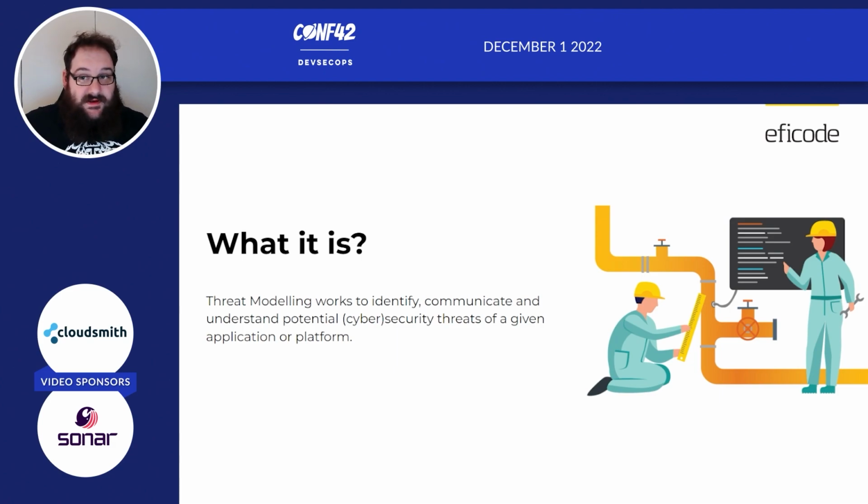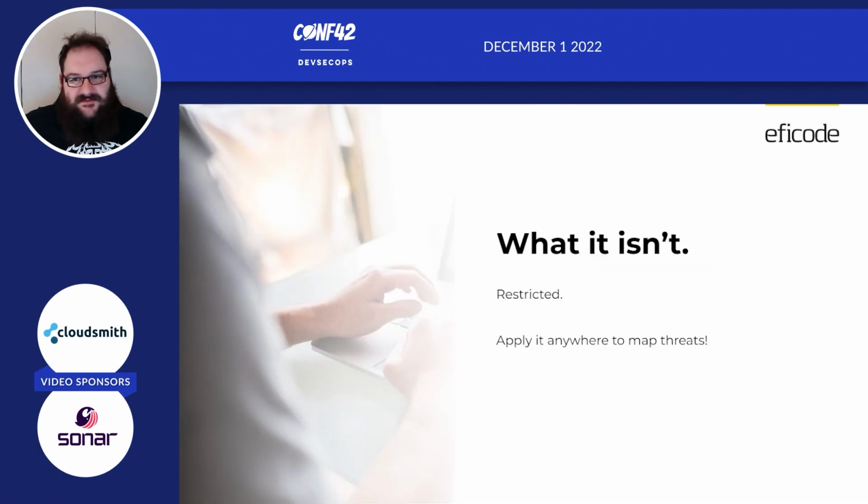But in its most condensed form, a threat model is just a structured approach to mapping a system and its security. And now we've discussed what it is, let's discuss what it is not. And that's restricted, because threat modeling can be applied pretty much anywhere. So you can apply it to software, applications, networks, systems, and even business processes. If there is any area where you want to examine how things are done securely, you can apply threat modeling. And in our case, we're going to use a DevOps environment.